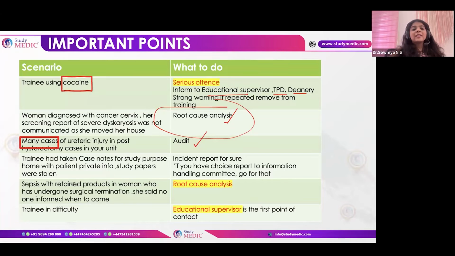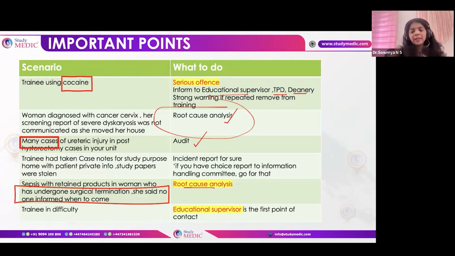The next one is sepsis with retained products in a woman who has undergone surgical termination, because this can happen, as with surgical termination there is a possibility of retained products. However, the point was she said no one informed her when to come, and that's a communication gap and a serious thing. So obviously you have to do a root cause analysis.